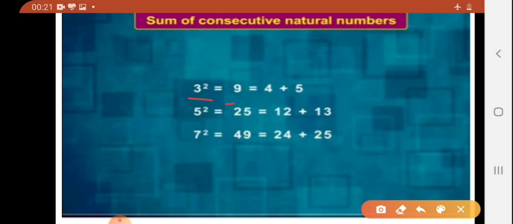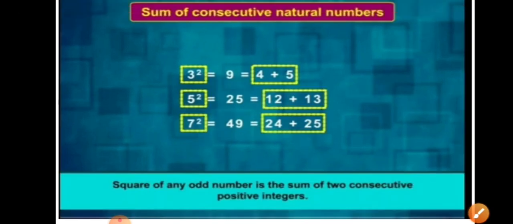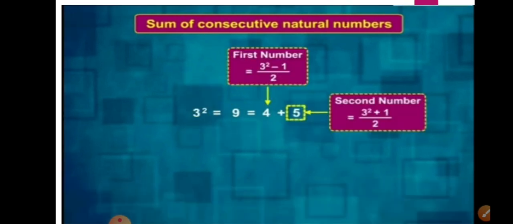Again, some more examples are there. 3 ka square, 9, it can be written 4 plus 5. 5 ka square, 25, it can be written 12 plus 13. 7 square is 49, means 24 plus 25. Square of any odd number is the sum of 2 consecutive positive integers.